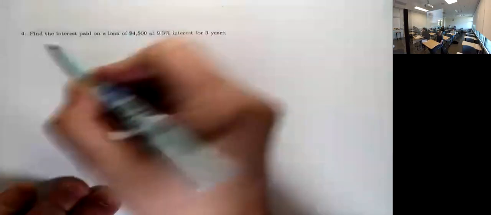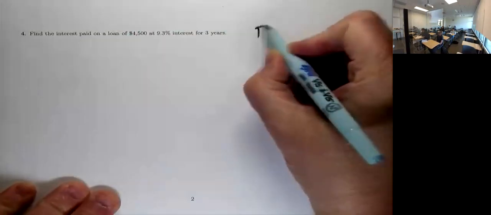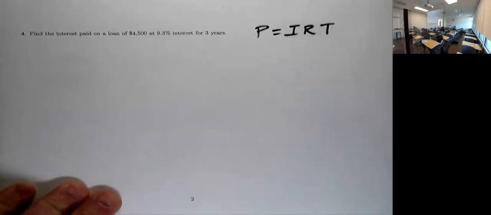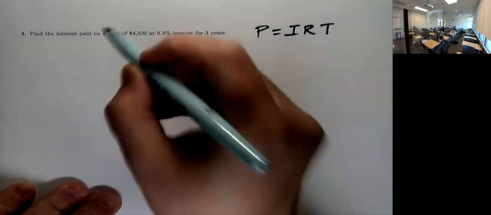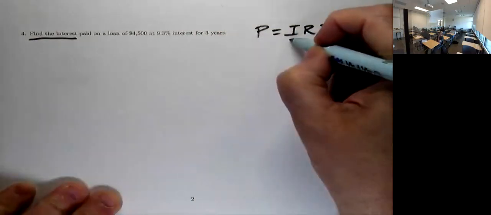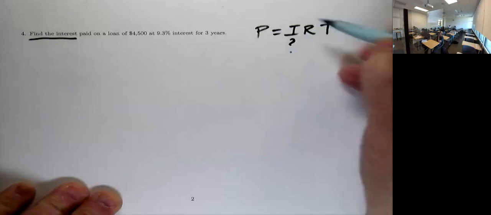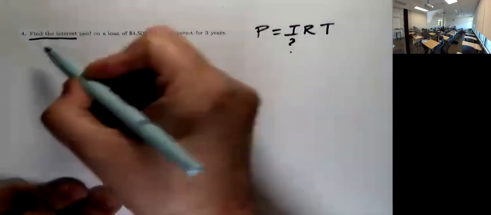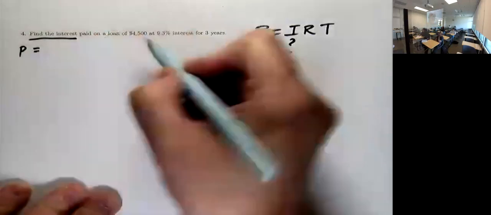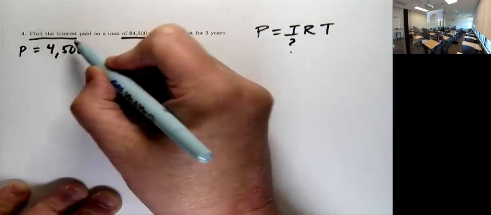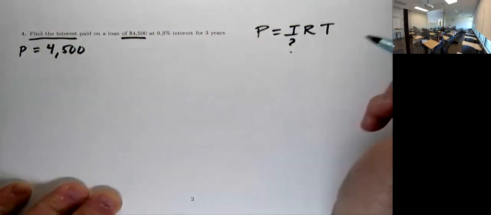Bob, my bad, Bob. So for the simple interest formula, I equals PRT. And we are looking for the interest. Is this find the interest? So that's our question mark, which means I should be able to find P, R, and T in this problem. P is the principal amount. It's the amount we start with. It's the 4,500.